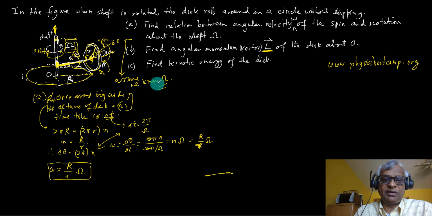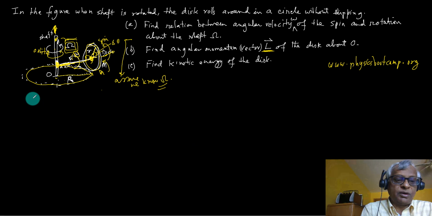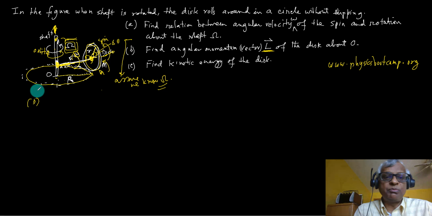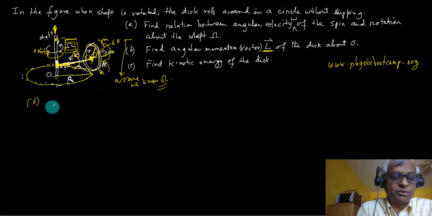And let's erase that and get more space for parts B and C. Okay, so for part B, the angular momentum will be equal to, let's call this the spin direction. We can definitely use a cylindrical coordinate system if you like.